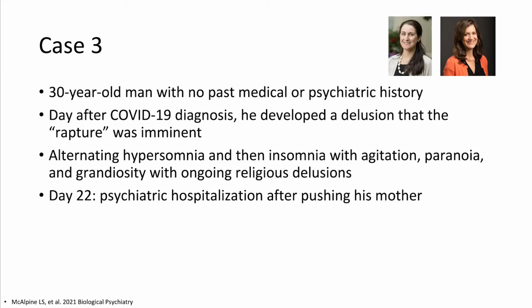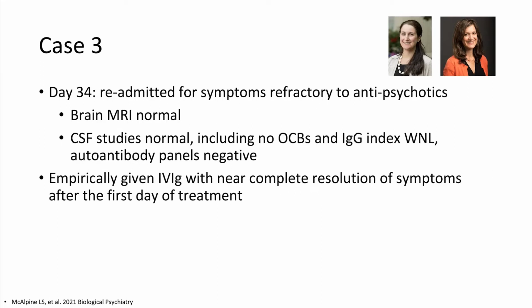And this man, the day after his COVID-19 diagnosis, developed a delusion that the rapture was imminent. And this delusion persisted over a number of weeks and was refractory to inpatient psychiatric hospitalization and antipsychotic medications. Five weeks into this illness, he was admitted to the medical hospital at Yale and had a neurologic evaluation, which was largely unrevealing. But because there was a worry about a para-infectious etiology, he was given immune modulatory treatment, IVIG, and had a very dramatic improvement in his symptoms within a day.